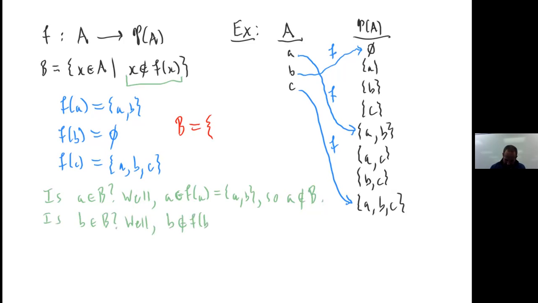Why not? Because F of B is equal to the empty set, for crying out loud. That doesn't have anything in it, yeah? So what about little b? Little b belongs to big B, which is exciting. Okay, is little c an element of B?